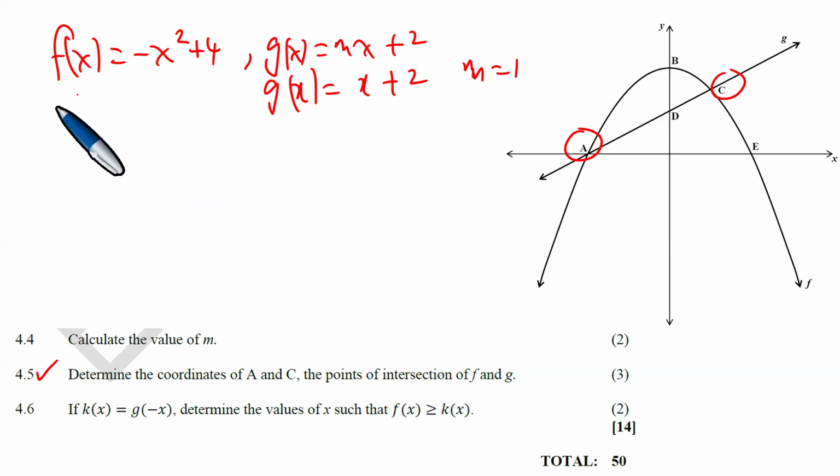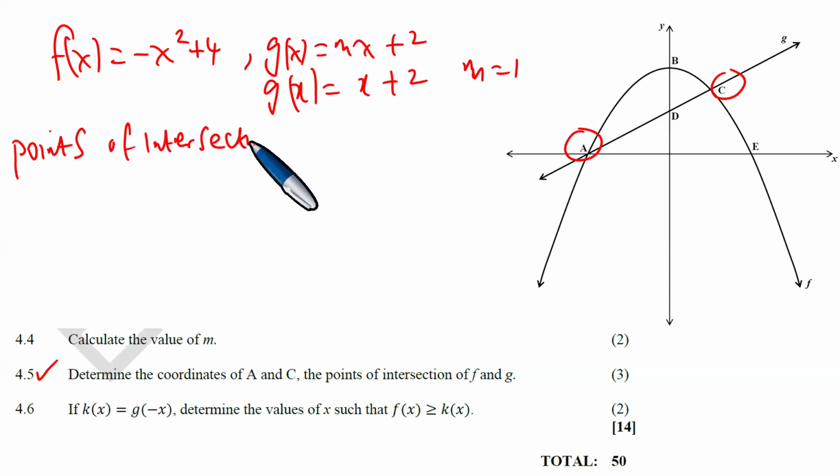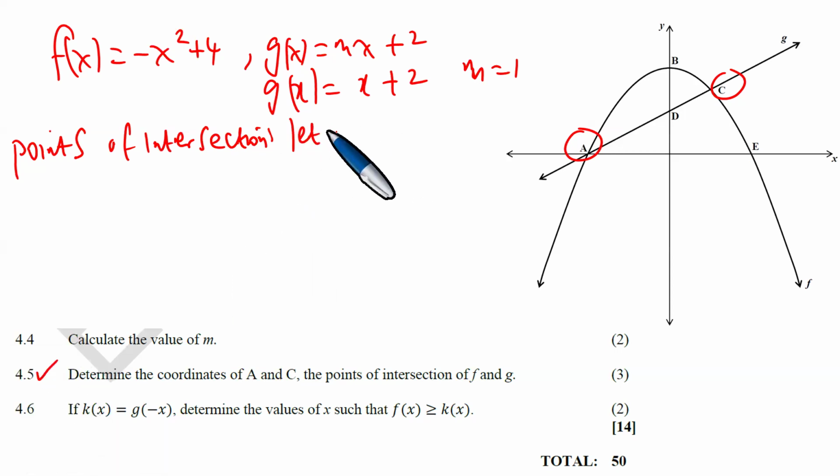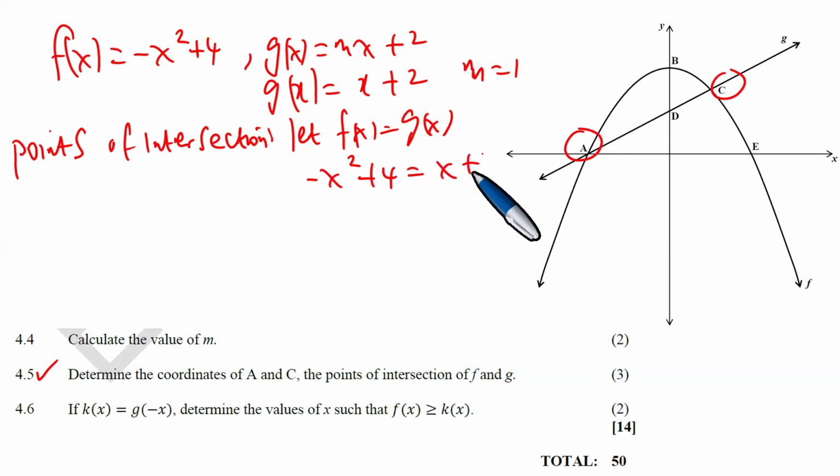Okay, right. So we need to find the points of intersection. How do you find the points of intersection? We're interested in the points where these are equal. So in principle, you let f of x be equal to g of x. f of x is minus x squared plus 4, and g of x is x plus 2.